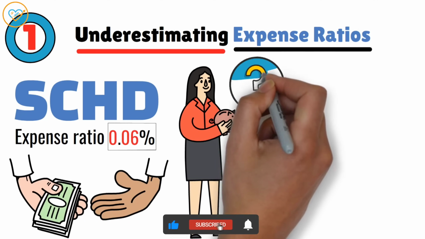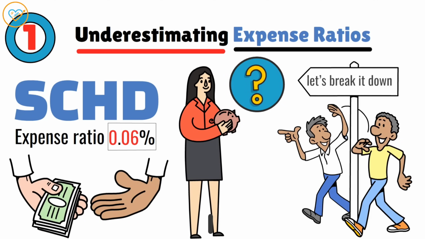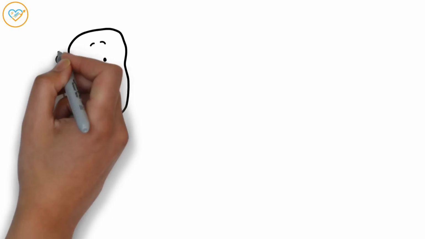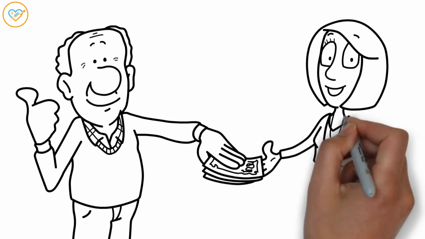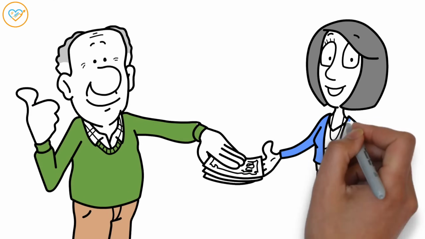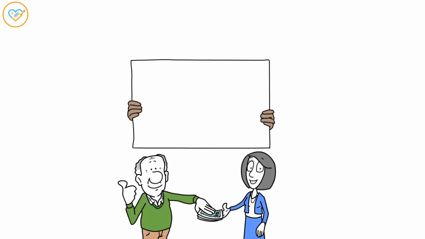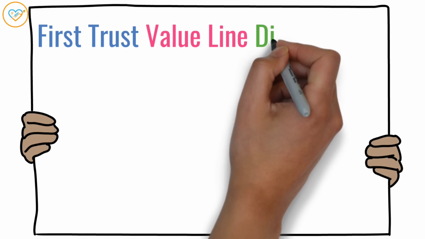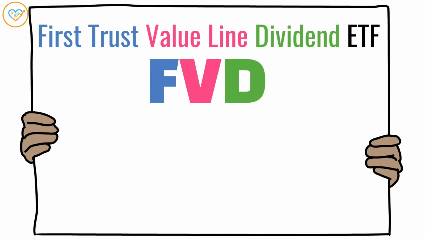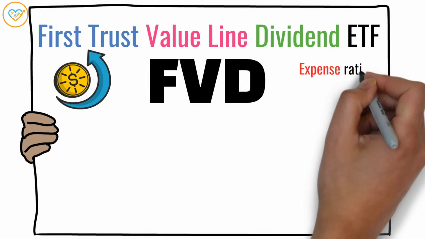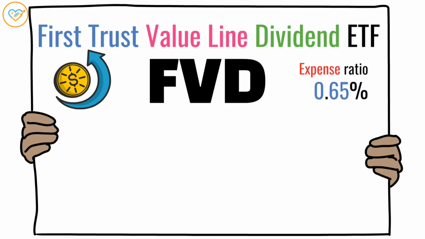But why does this even matter? Well, let's break it down. Expense ratios are fees you pay annually, and even small percentages can make a huge difference over time. For example, other dividend ETFs like the First Trust Value Line Dividend ETF, or FVD, have much higher fees. FVD's expense ratio is 0.65%.